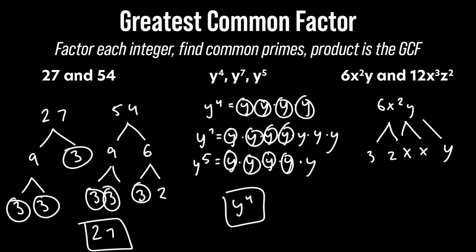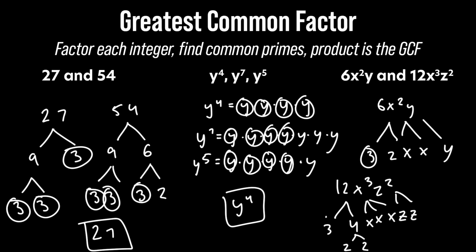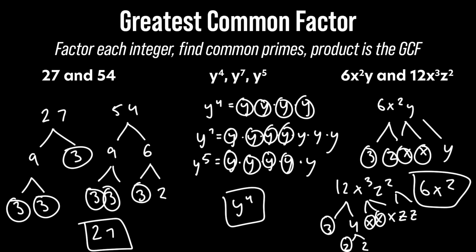And the second number is 12x cubed times z squared. If we break this up, we get 3 and 4, 4 of which makes 2 and 2. And then we have x, x, and x. And then we have z and z. The 3's are common, the 2's are common, and the x's, the 2 x's, are common. So, multiply 3 times 2 times x times x, and 6x squared is going to be our greatest common factor.